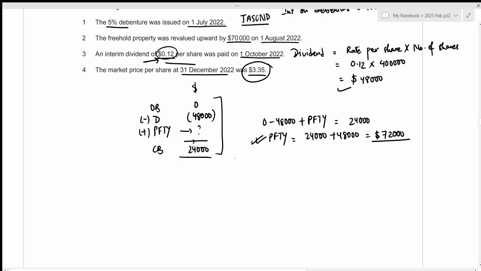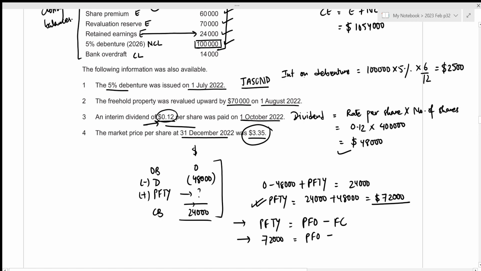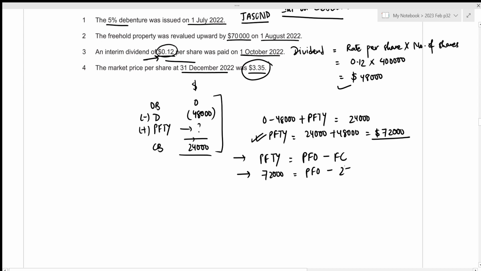And remember that profit for the year is equal to our profit from operations minus any sort of finance costs. We have our profit for the year to be 72,000. We're trying to figure out our profit from operations. And the finance cost is going to be the interest charges, right? And the interest is only charged on debenture, which we have already figured out to be 2,500. This gives our profit from operations to be 72,000 plus 2,500, which results in 74,500. Let's write it down.